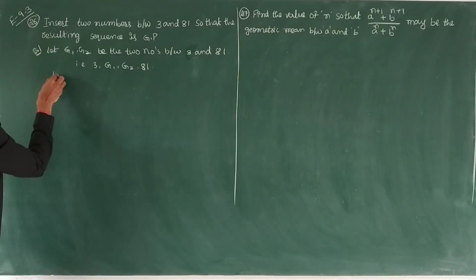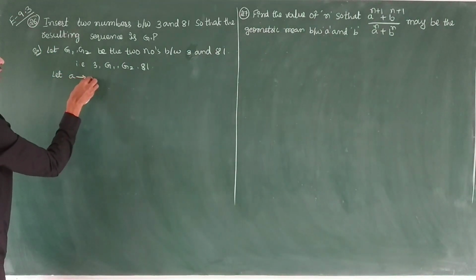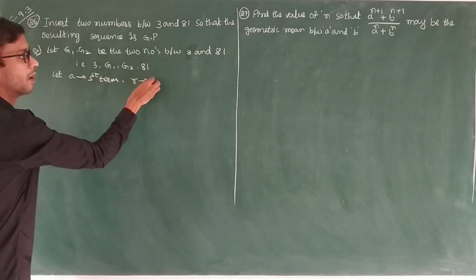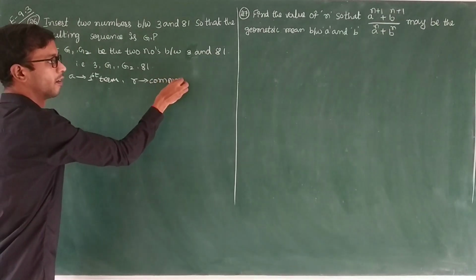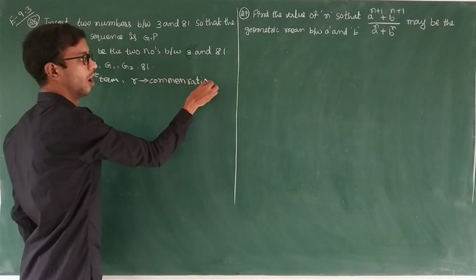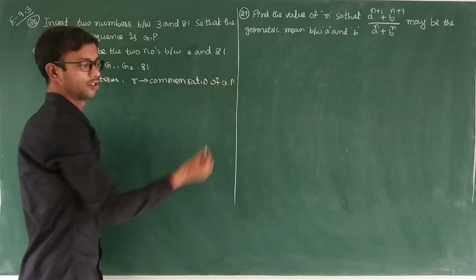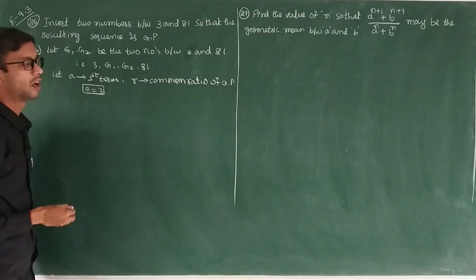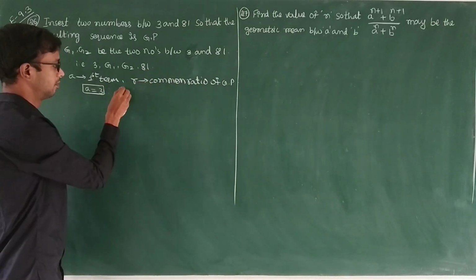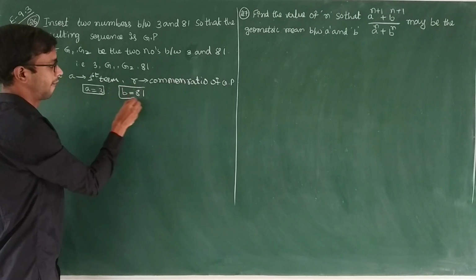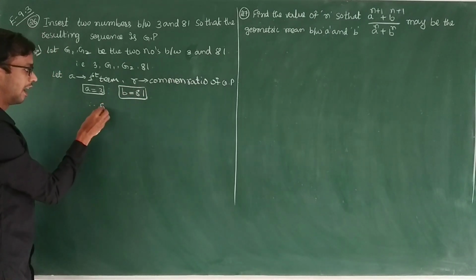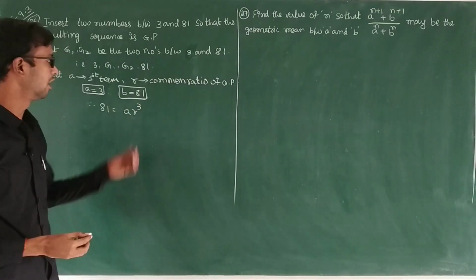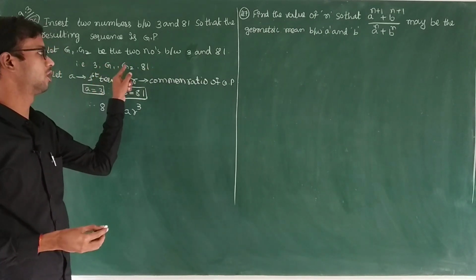Let A be the first term, R the common ratio of the geometric progression. A is equal to how much? The first term is 3 and B is the last term, 81. Therefore 81 is equal to AR power 3, we can write. That is nothing but the fourth term: 1, 2, 3, fourth term.